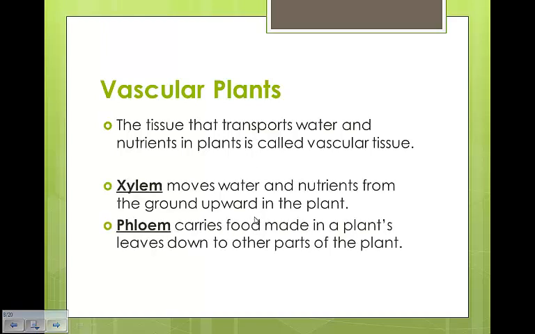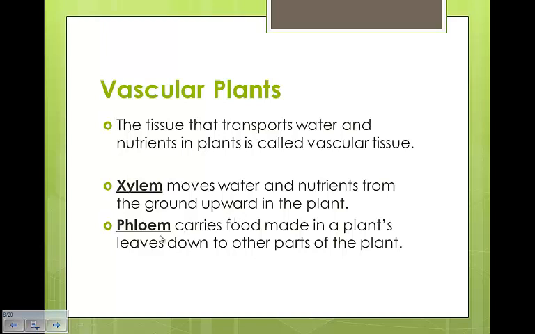There's two different types. We have the xylem, which moves water and nutrients from the ground upward in the plant. So what structure would it originate with? The root. So it's going to come in through the root, and it's going to go up all the way to the tips of the leaves. And so water transports through xylem, and phloem carries the food.